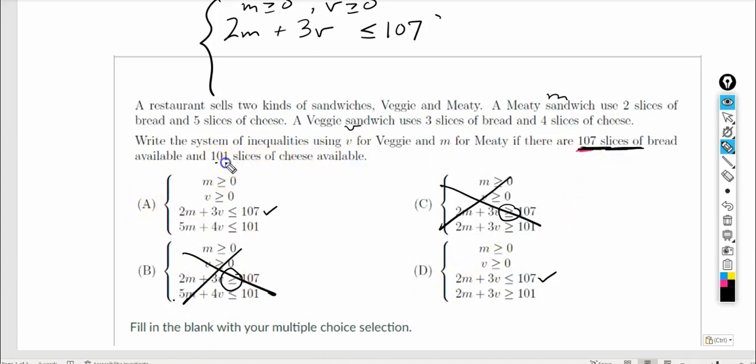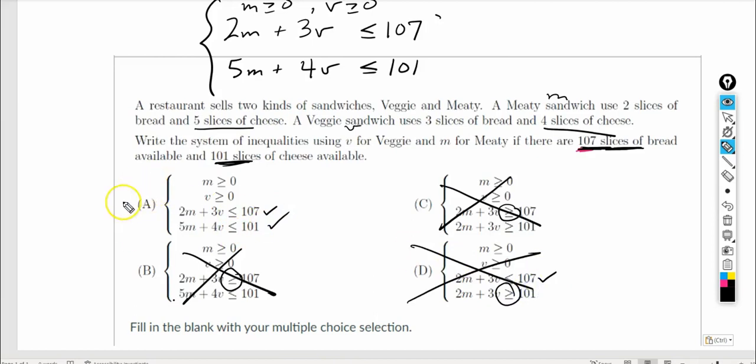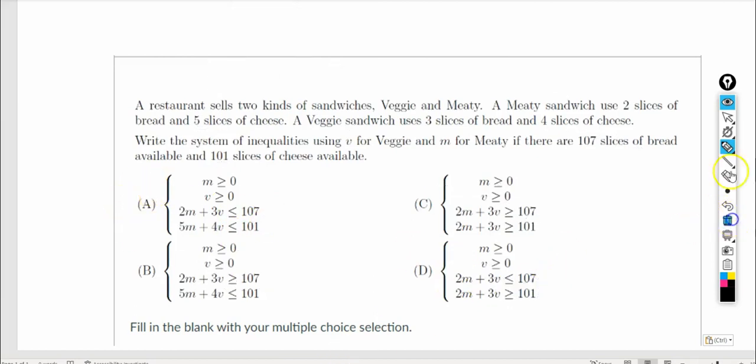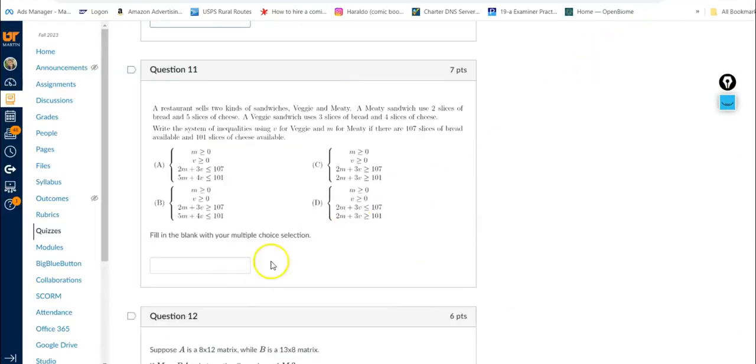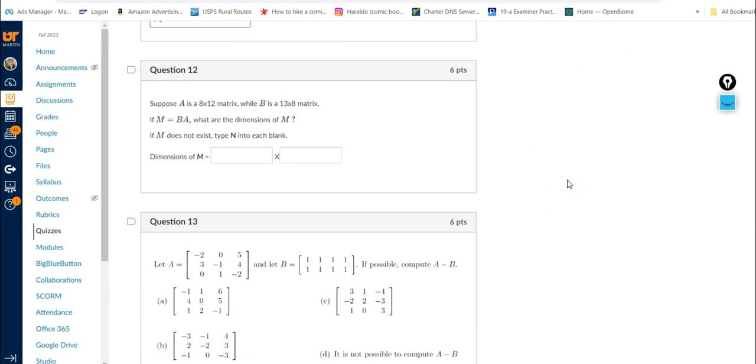Okay, now we get to cheese. There are only 101 slices of cheese available. And a meaty sandwich uses 5 slices of cheese. And a veggie sandwich uses 4 slices of cheese. And so this is the second equation I need. So 5M plus 4V is less than or equal to 101. So the one I want is A. So we want capital A. Capital A, please. I think it'll count it right if you put in a lowercase a.